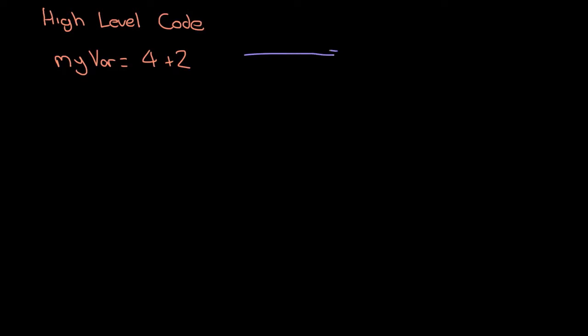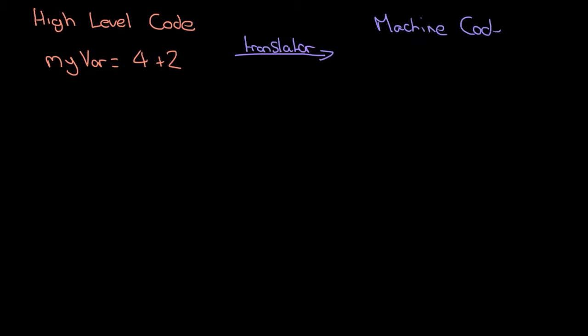Okay, so let's try and cover translators in about 2 minutes. Translators is all about moving from high-level code into machine code or low-level code into machine code using a translator. So an example of high-level code would be something like this. And it's all about translating that into a language that the computer understands, and the only language that a computer understands is binary or machine code, which is just a sequence of zeros and ones.